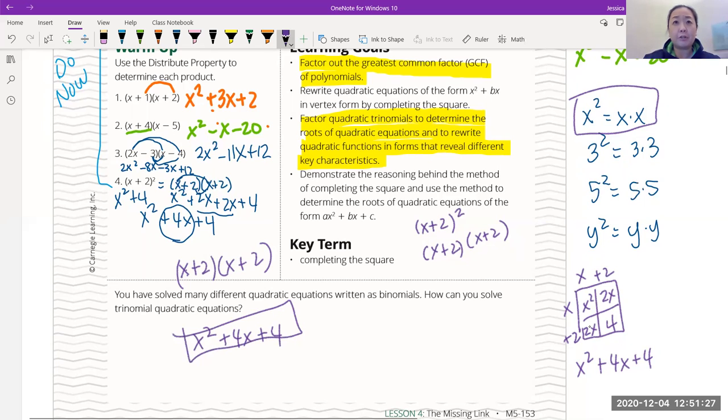Because you could do the area model way, which I call the box method, or you could do it the distributed way, where we go x times x, x times 2, and then we take the 2 and distribute that out. Then you write it all out and combine like terms. That's totally fine. All right, we're moving on.